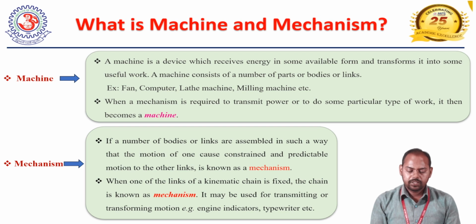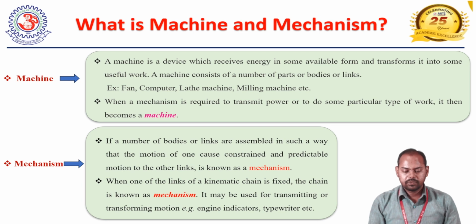Another definition of a machine: when a machine is required to transmit power or to do some particular type of work, it then becomes a machine. Then we need to know what a mechanism is. If a number of bodies or links are assembled in such a way that the motion of one causes constrained and predictable motions to the other links, it is known as a mechanism. In other words, when one of the links of the kinematic chain is fixed, the chain is known as a mechanism.